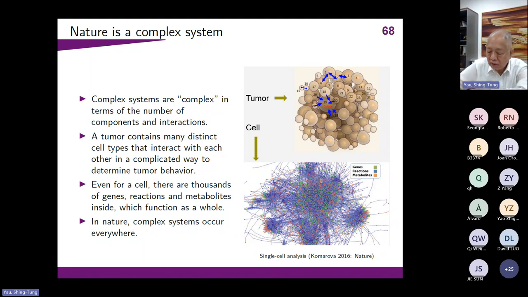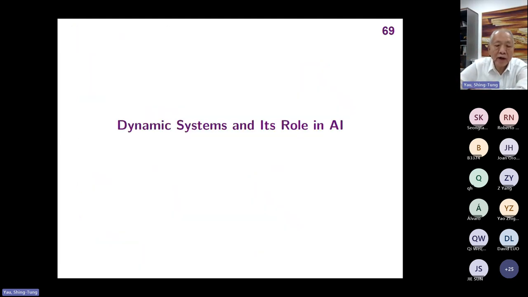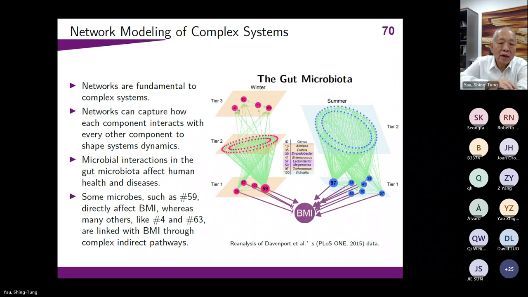In nature, of course, complex systems appear everywhere. And let's see how the dynamical system and its role in AI. Networks are fundamental to complex systems. Networks can capture how each component interacts with each other component to shape the system's dynamics.